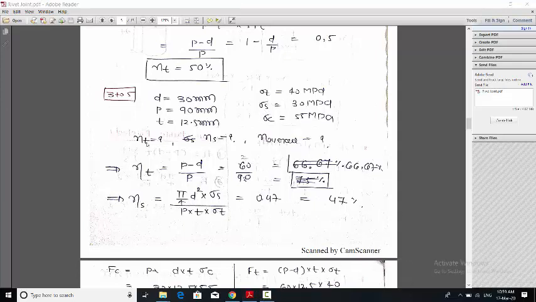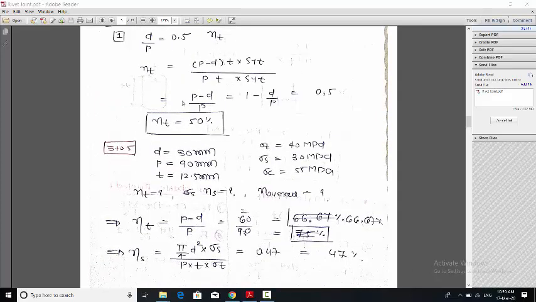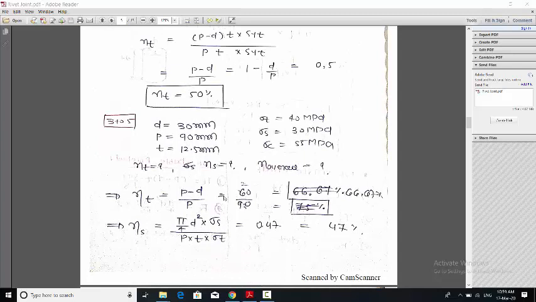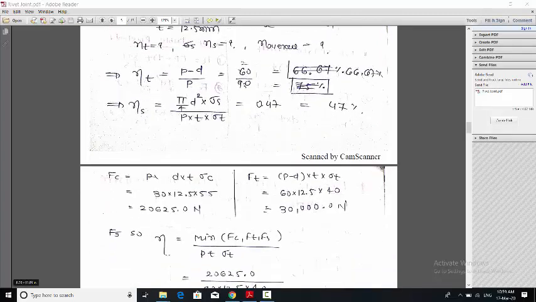So what is tearing efficiency? Tearing efficiency we already know: (P minus D) upon P, by removing the whole of the equation. What is pitch? That is 90. What is D? That is 30. 90 minus 30, that is 60. Pitch is 90. You will get 66.67%. What is shear efficiency? The shear force is pi by 4 D square into sigma s, and the undivided plate strength is P T into sigma T, giving 47.